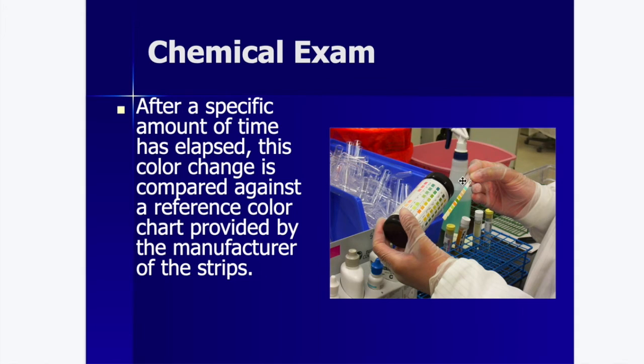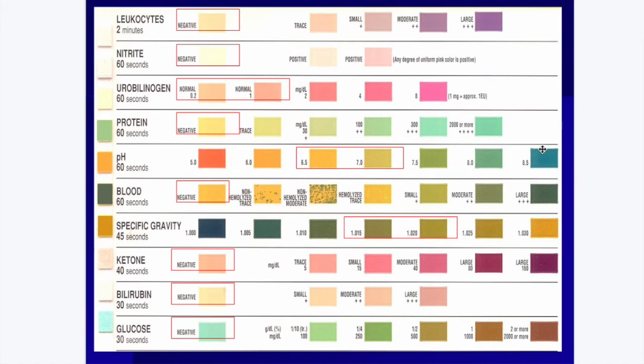So after a certain amount of time, for example, when you take the test strip out of the urine sample, you would start a timer. And at 30 seconds after you've taken the strip out of the sample, you should look at the glucose and get your reading for glucose, and then time continues on and you check your next substance. What's going to happen is each of the squares will change a different color.